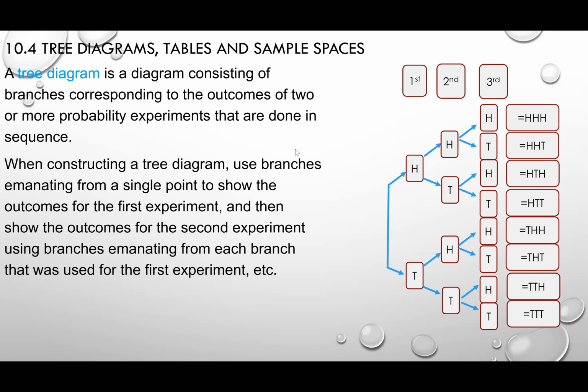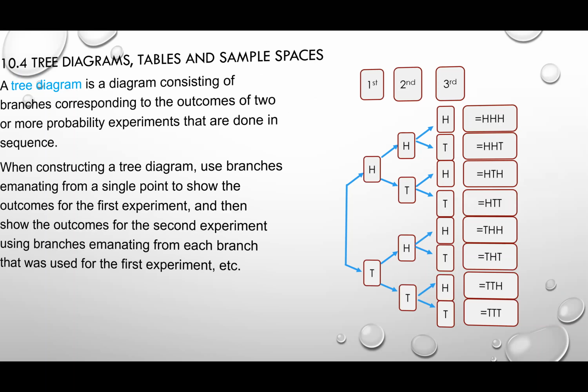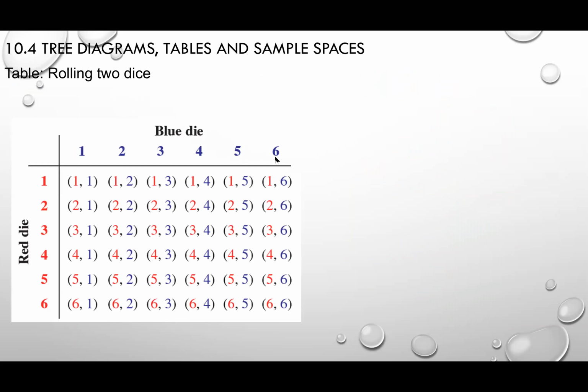The other thing that 10.4 tells you is, instead of a tree diagram like this, and again, the tree diagram can be vertical or horizontal, and here I did it horizontally, they can give you a table. And as you can see, the table here tells you that if you were to roll 2 dice, one of them blue, one of them red, this is the total possibility that the dice can land on.